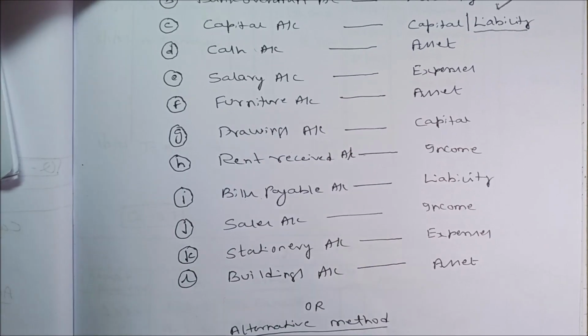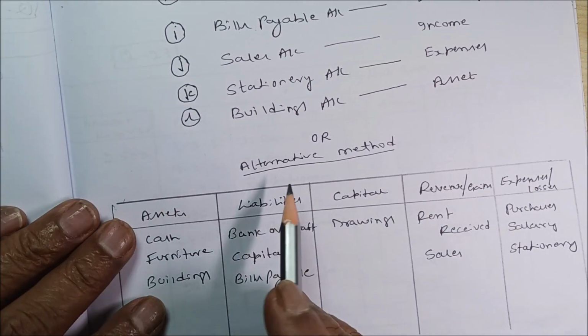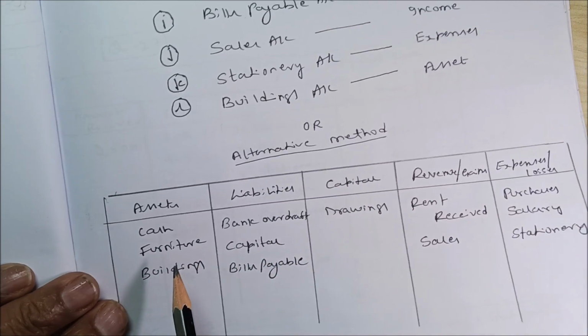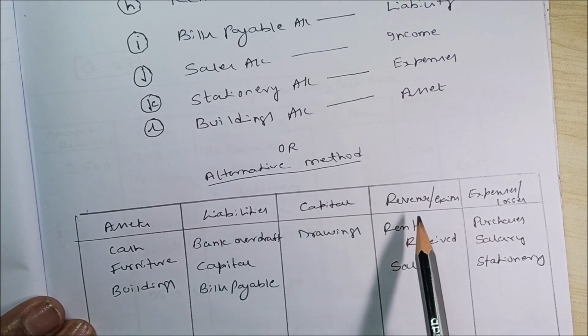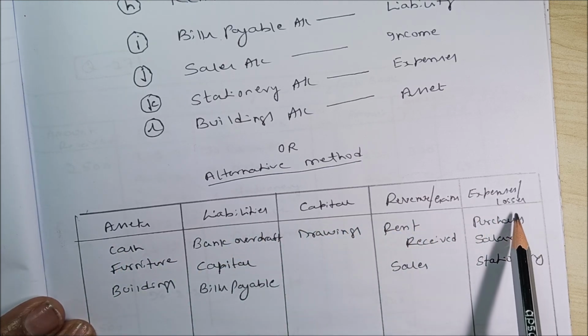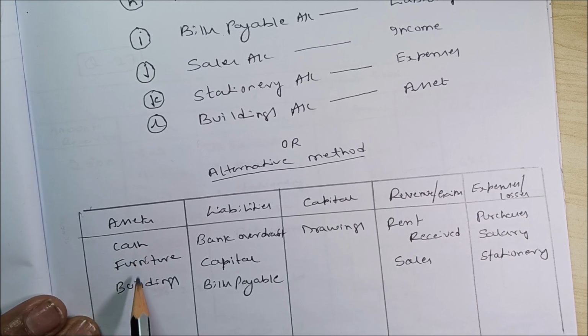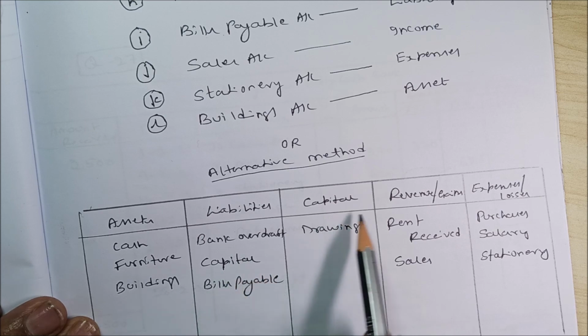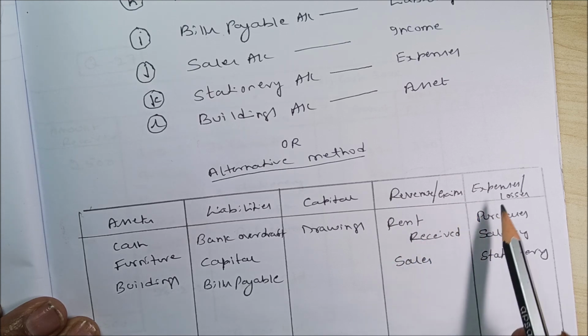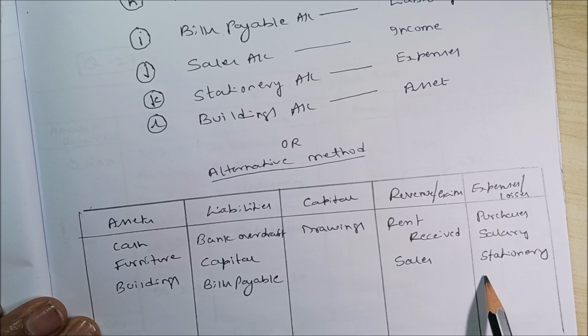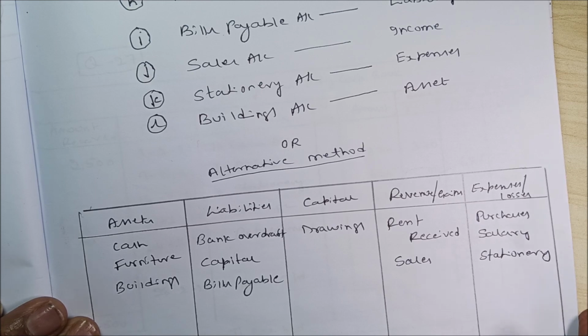This is one way, direct. The other way is also there. I have given the alternative method. You can list 5 heads: assets, liabilities, capital, revenue or gains, expenses or losses. Under assets, cash, furniture, building. Under liabilities, bank overdraft, capital, bills payable. Under capital, it is drawings. Revenue or gains, under that rent received, sales. Expenses or losses, under that purchases, salary and stationery. So either that way or this way, both the methods are correct. You can adopt any method whichever you feel is convenient for you.